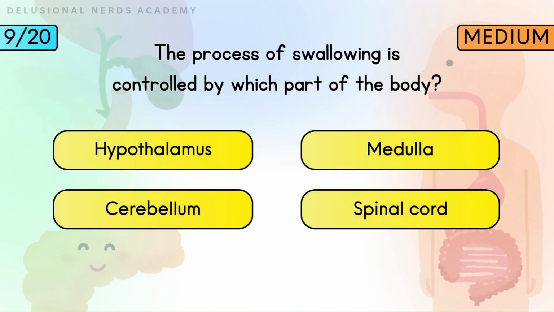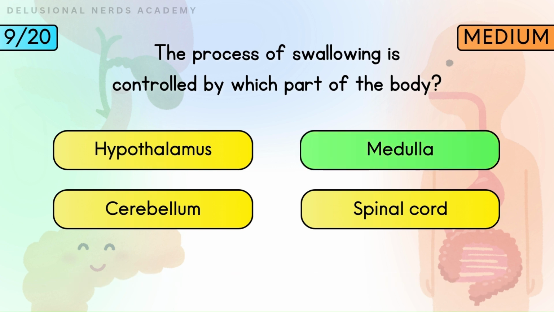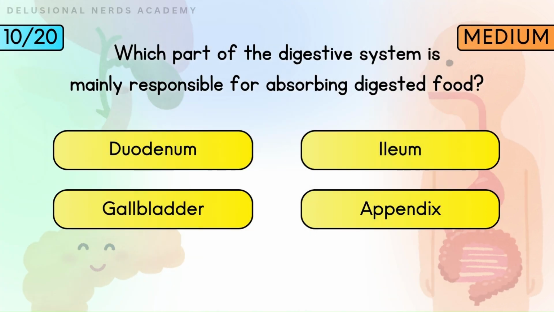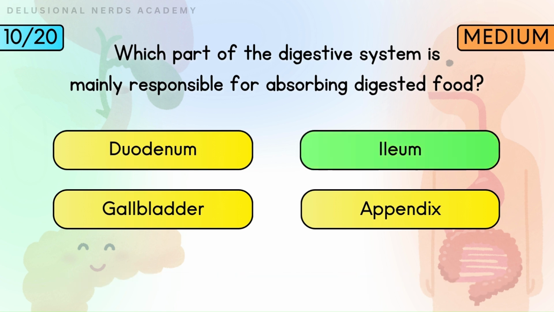The process of swallowing is controlled by which part of the body? Swallowing is controlled by the medulla oblongata. Which part of the digestive system is mainly responsible for absorbing digested food? Ileum, the final section of the small intestine, absorbs most nutrients from digested food.